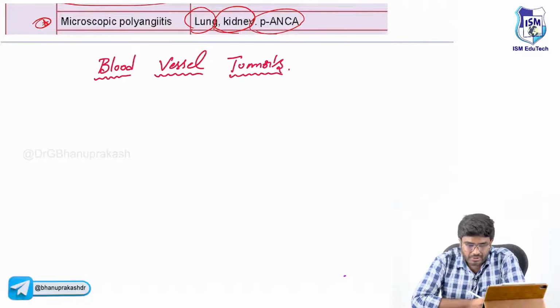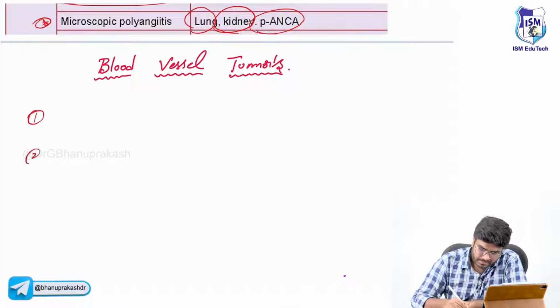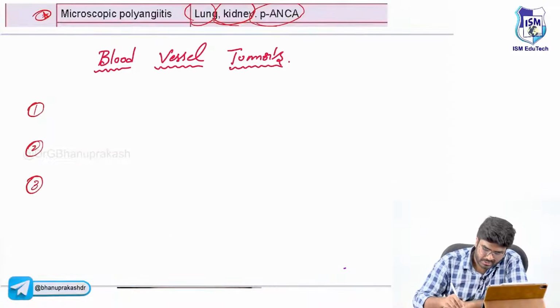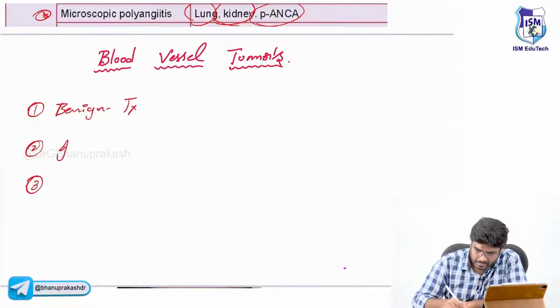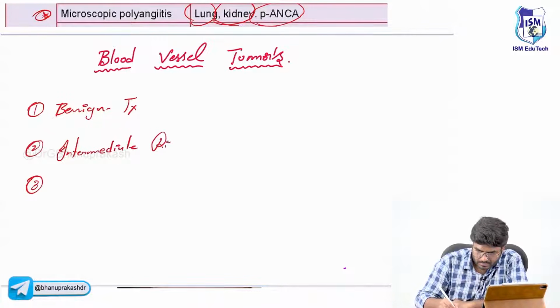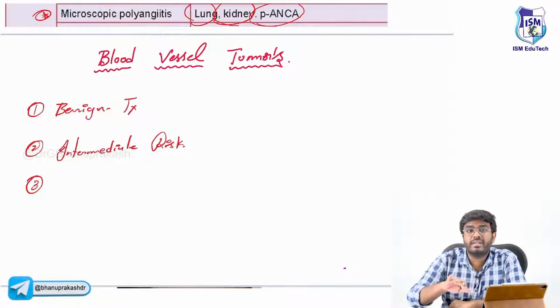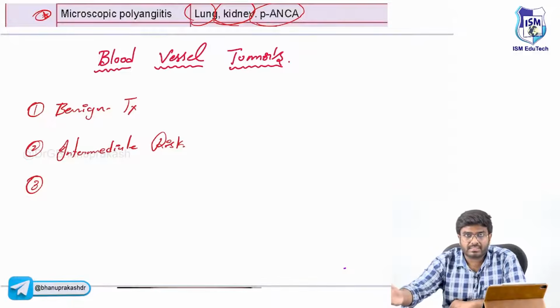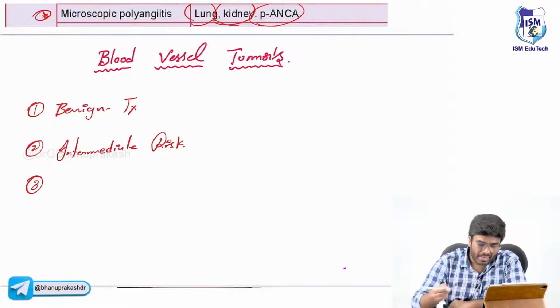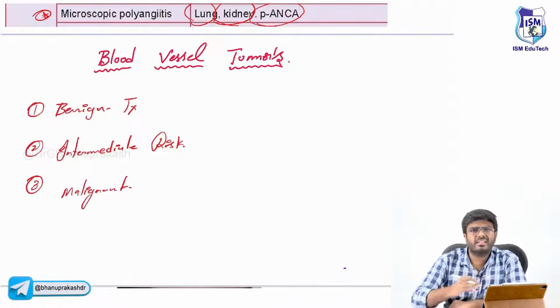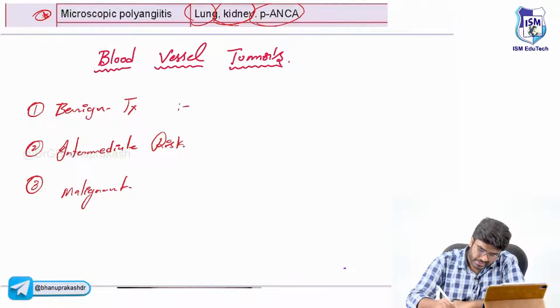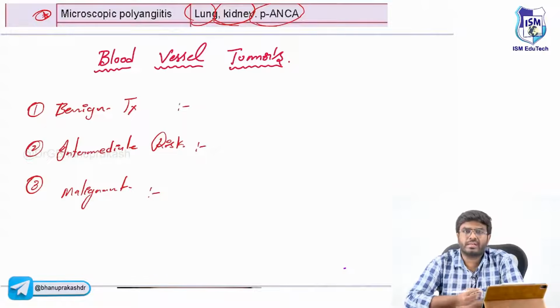So vascular tumors. There are 3 types of vascular tumors. What are they? Benign tumors, intermediate risk, and malignant. Intermediate risk means risk for cancer: there is a chance that these intermediate tumors can turn into cancers. And malignant: they are not just high risk, they are malignant, so they are the cancers. So there are benign tumors, intermediate tumors and malignant tumors. Malignant tumors are the cancers.